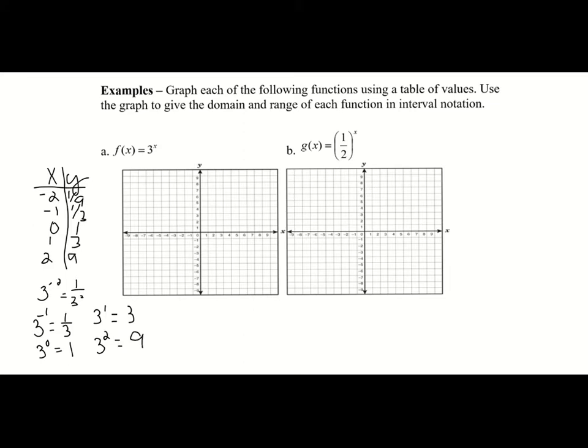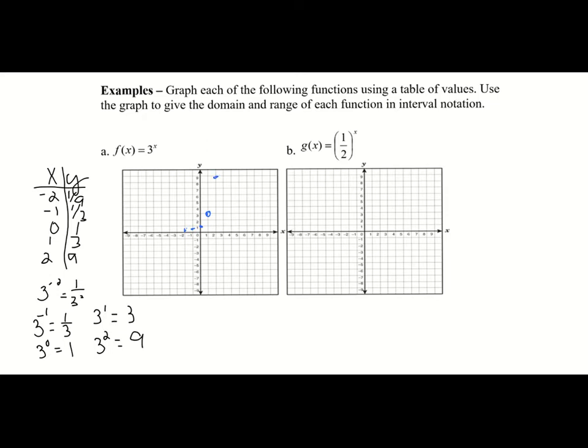So we're going to go ahead and graph those points. I have -2, 1/9. So again, you're estimating here, it's a little hard. It should be real low. So it's right down there. -1, 1/3. It's still pretty low. That's more like 1/2, it should be a little bit lower than that. 0, 1. That's right there. 1, 3, and then 2, 9 is all the way here.